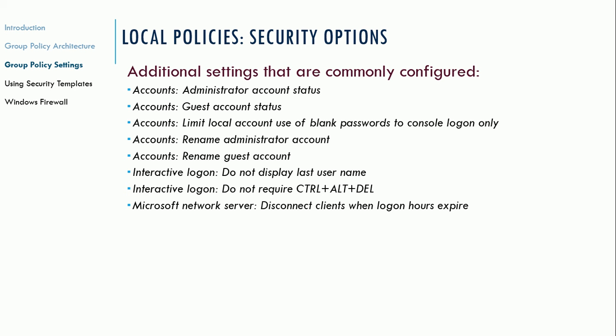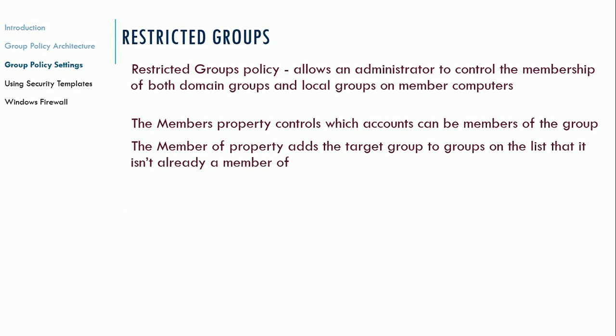All right, so here's some other options under security options that you'll see. And many of these are discussed in your textbook, so I don't want to go through each of these one at a time, but there are certainly lots of options on the security policy. Restricted group policy allows the administrator to control the membership of both domain groups and local groups on member computers. So the node is empty by default, and you can configure it by adding groups that you want to restrict.